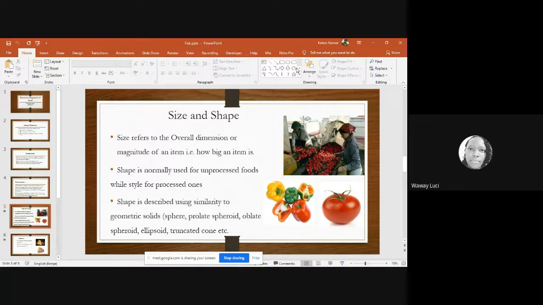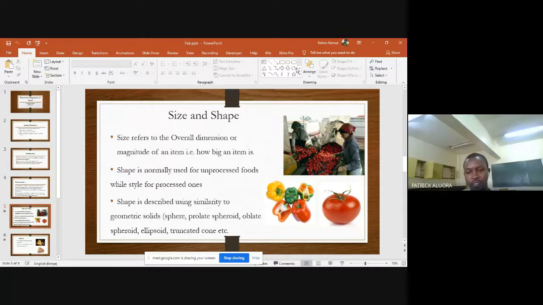Bell peppers are conical in nature. They are conical in nature. Hmm. That is a good trial. Anyone else want to take a trial?